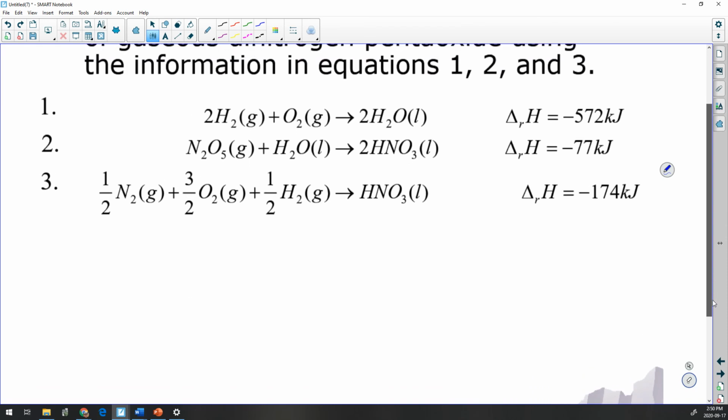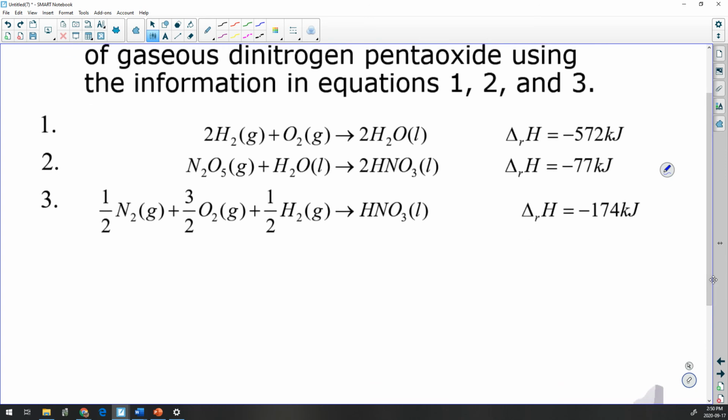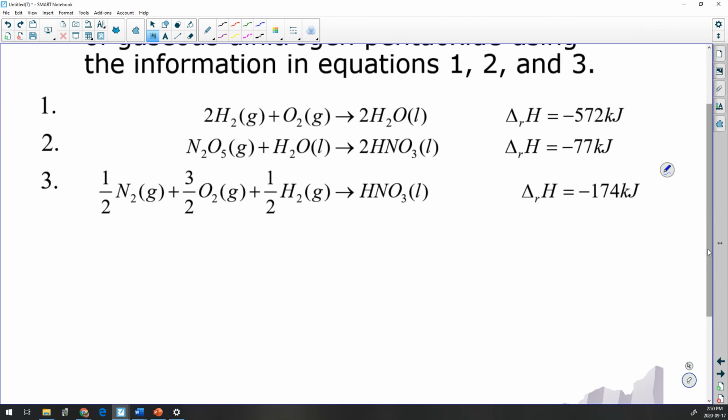I think I'm just going to leave it here. Now, again, I'm asking you for the formation of dinitrogen pentaoxide. Slightly different way of putting the energies, but it's all fine. Dinitrogen pentaoxide. Well, that means I have 2 of those, 5 of those. Because it's formation, I'm going to need nitrogen plus oxygen.